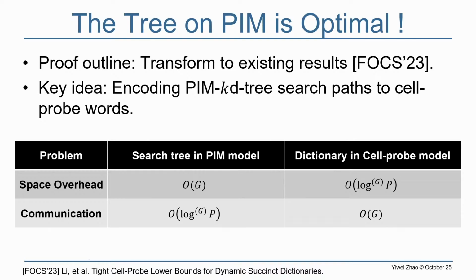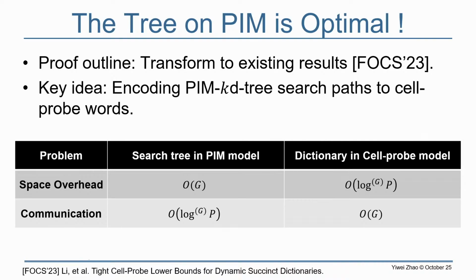Due to the time limit, I don't think I have enough time to strictly prove how to do this. Please refer to our paper. The proof outline is to transform this PIM problem to something that seems extremely different, which is a dictionary problem in the cell probe model. These are existing results from Fox 2023. I saw the author attending the workshop, but he's not in the audience currently.